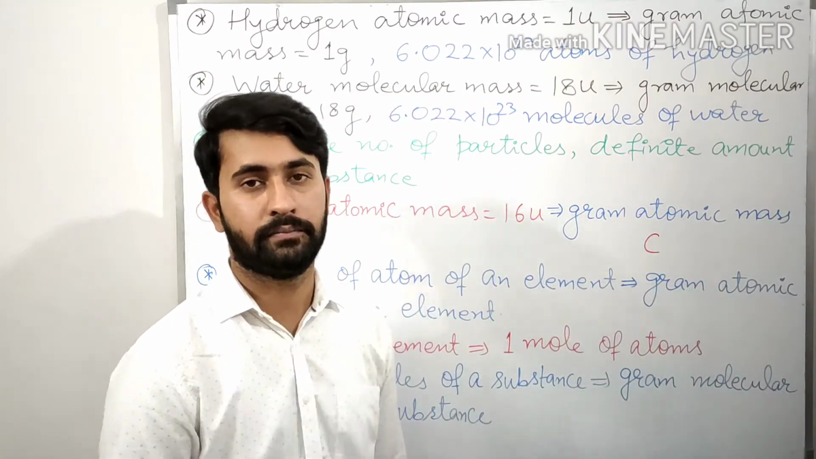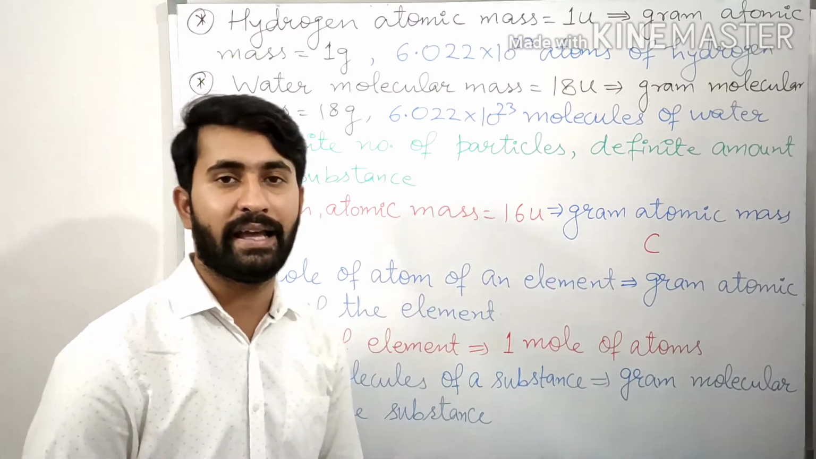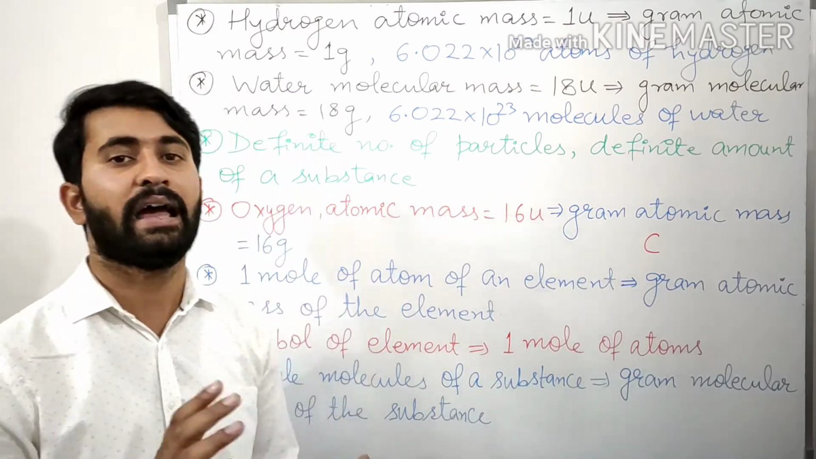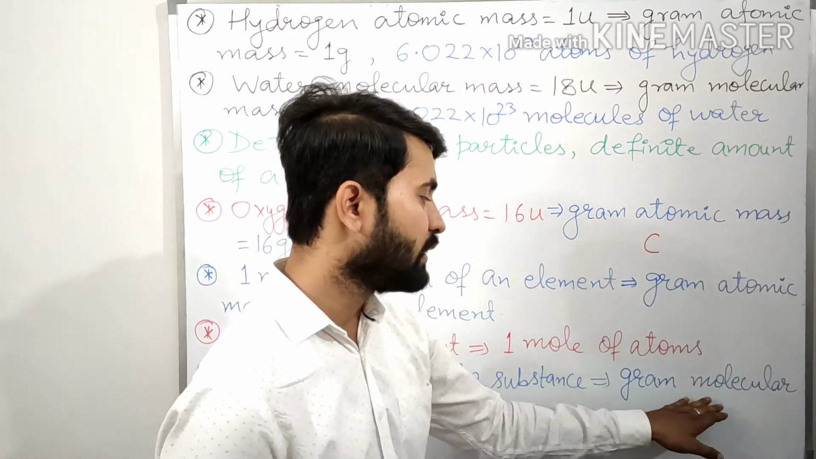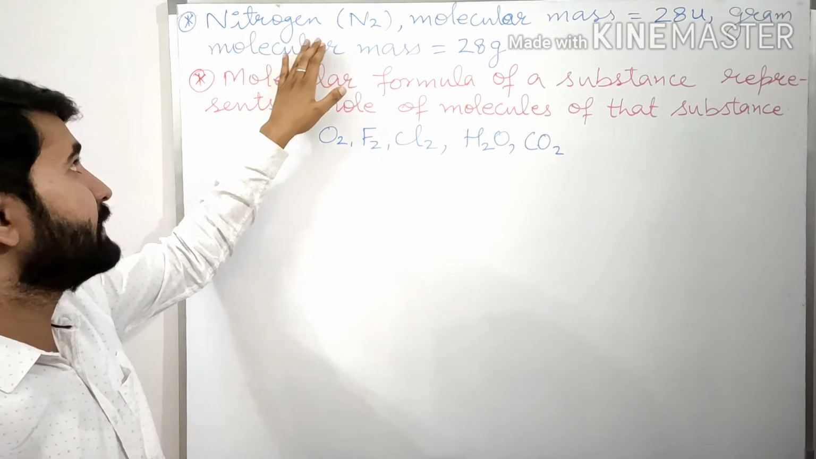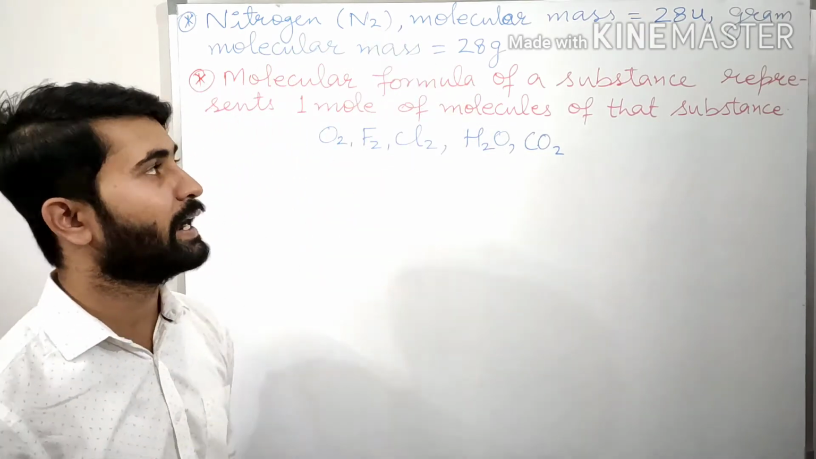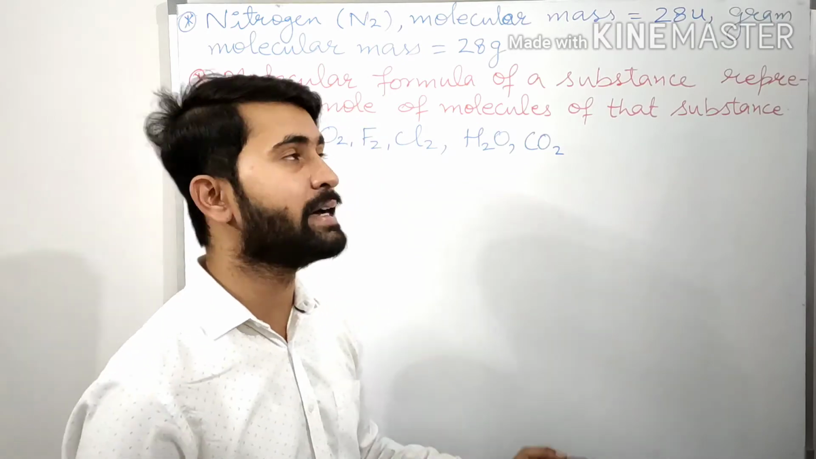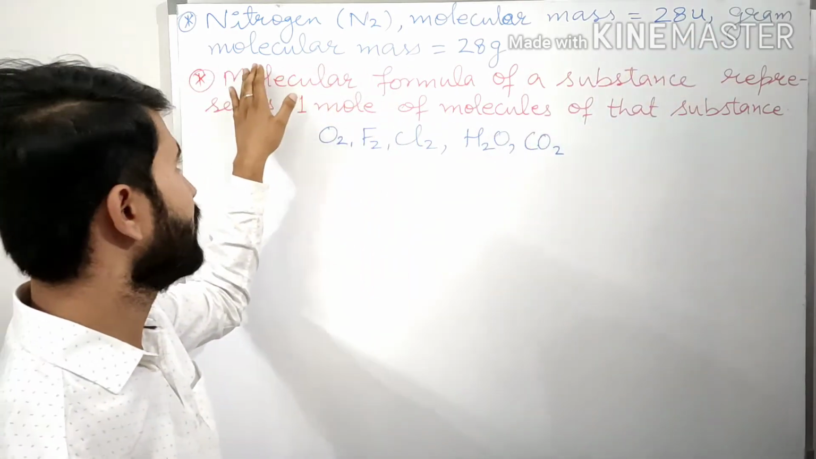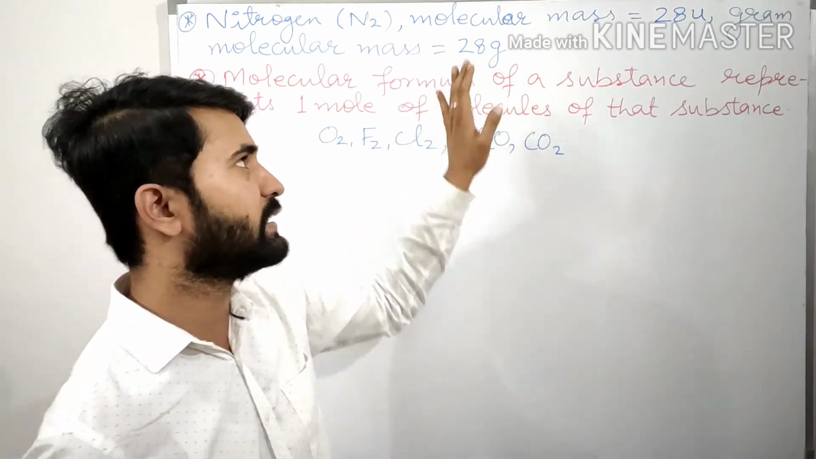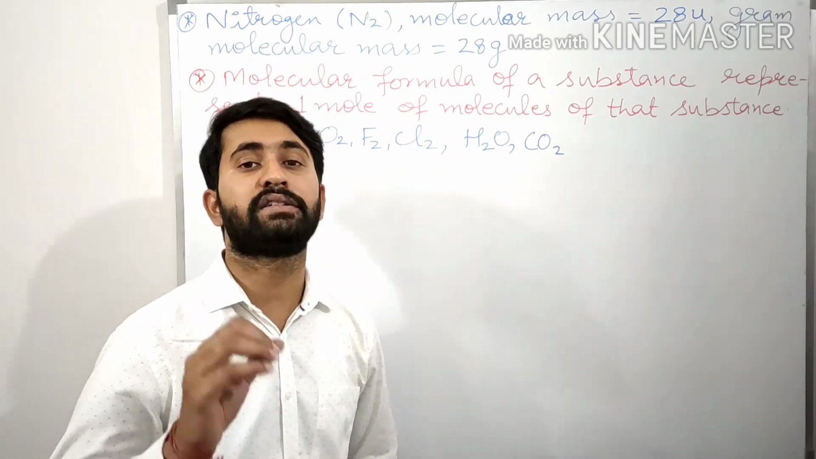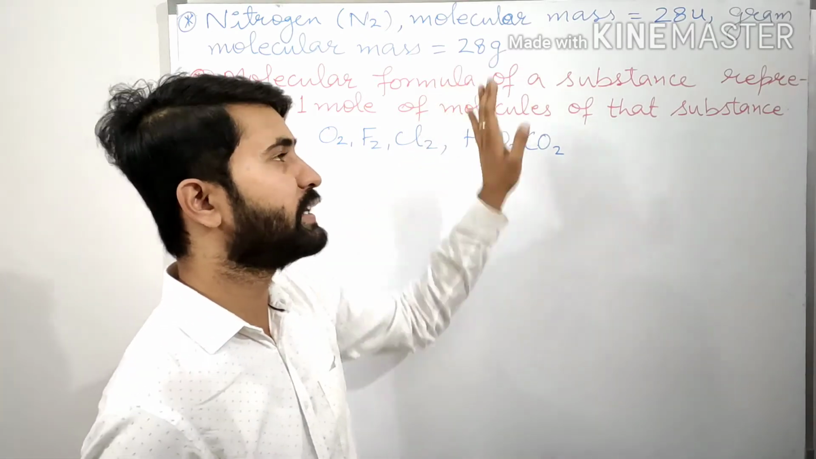Similar to 1 mole of atoms of an element, 1 mole of molecules of a substance has a weight equal to the gram molecular mass of the substance. The nitrogen molecule is represented as N2, and it has a molecular mass equal to 28 U. So its gram molecular mass will be equal to 28 grams. So 1 mole of nitrogen molecules has a weight equal to 28 gram.